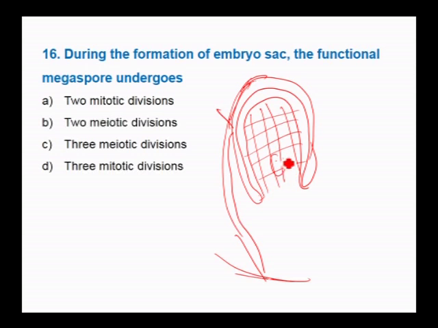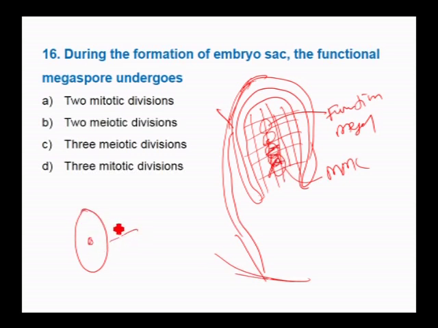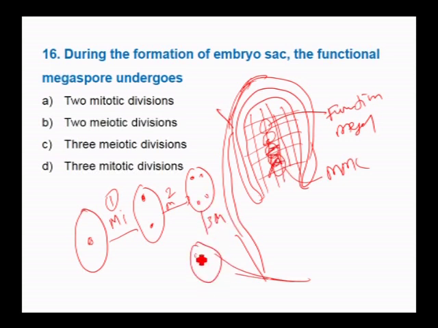One of the cells towards the micropyle differentiates into megaspore mother cell. This divides meiotically to produce a linear tetrad of megaspores. Out of them, the 3 will disappear and the remaining one is called the functional megaspore. Now, this functional megaspore with a haploid nucleus undergoes first mitotic division to produce 2 nuclei which move to the opposite poles. Then second mitotic division to produce 4 nuclei. Then third mitotic division to produce 8 nuclei. So totally there are 3 mitotic divisions that take place in the functional megaspore to produce 8 nuclei.